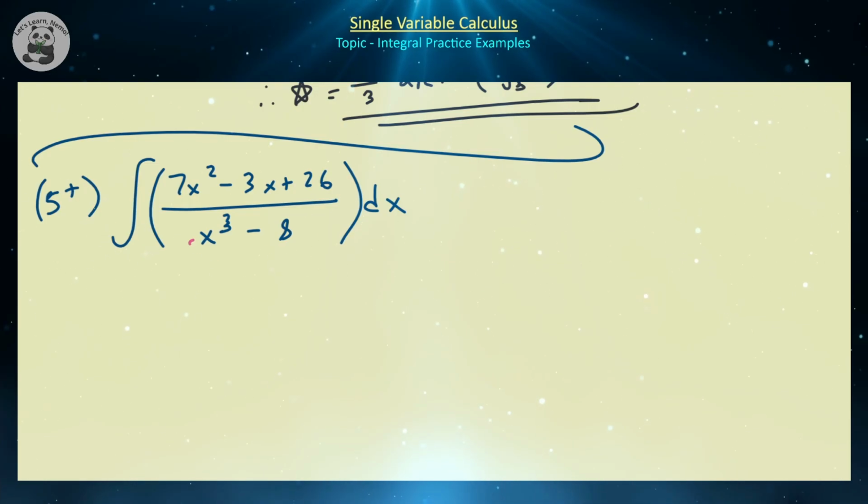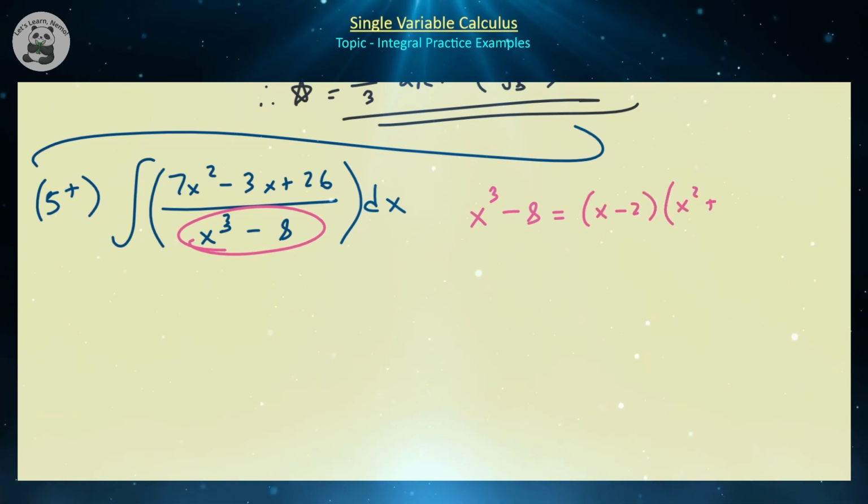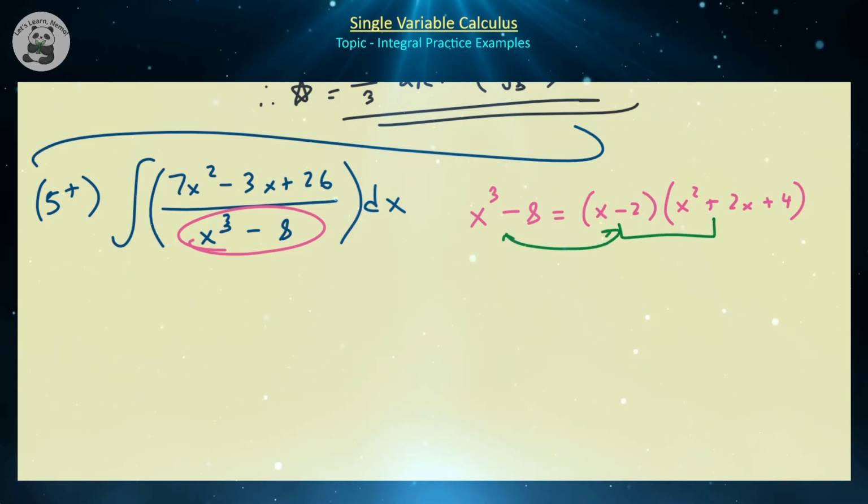So the first thing that you would have to notice here is that x cubed minus 8 is a difference of perfect cubes. In particular, x cubed minus 8, we should know, factors into x minus 2 times x squared plus 2x plus 4. And in case you don't remember these signs, these two signs always match, and these two signs are opposite.